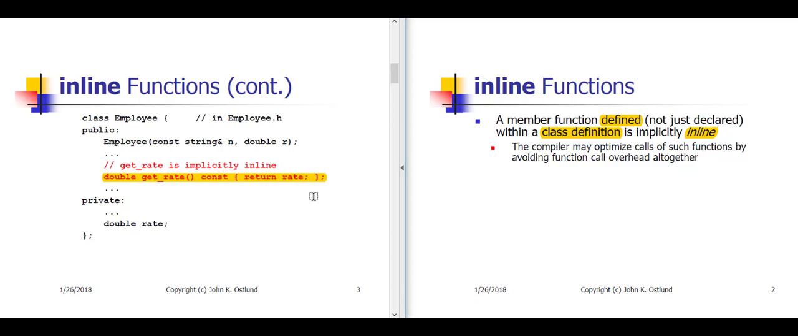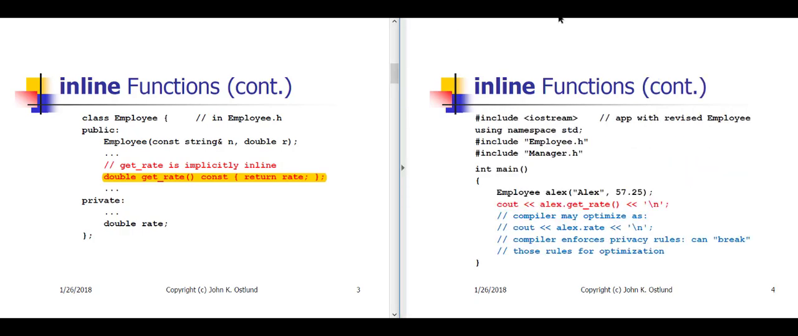And specifically what it does is to return the value of the rate data member of the current employee object. So in main, shown here on slide 4, we have declared Alex as an employee object with a rate initially of 57.25, and in the cout statement we're calling alex.getRate to obtain the rate of Alex. Now to us, the developers of the main function, this is a function call. We're calling the member function getRate on the current object Alex.